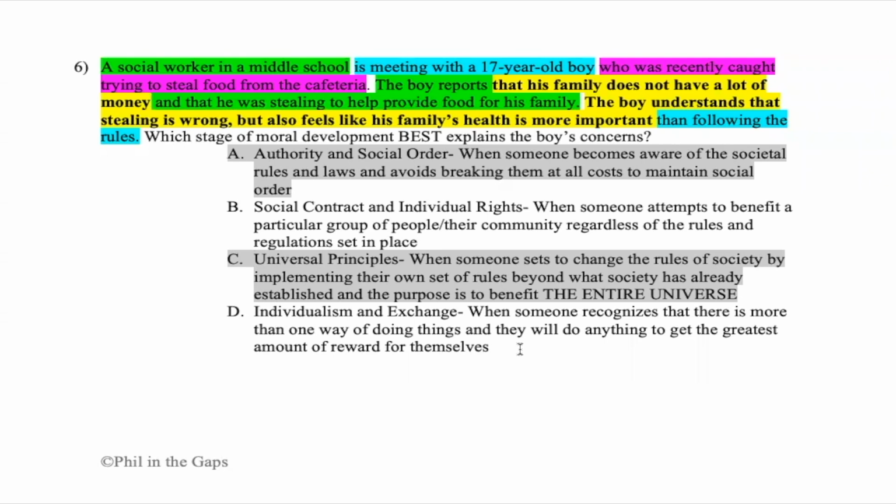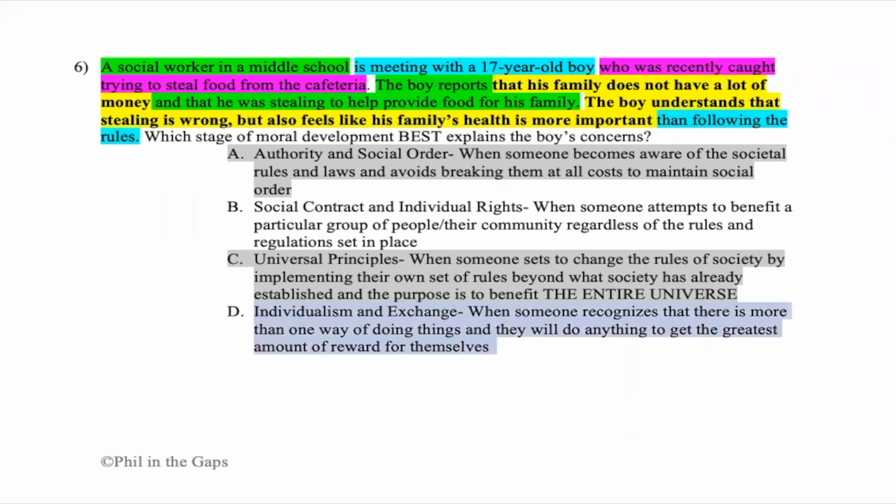So now we're between B, social contract and individual rights, where he's trying to write a contract for the rights of specific individuals or his community, or D, individualism and exchange: I'm going to do something for a good deed in exchange for something that I could get for myself. Let's look back at the question to make sure we're not making a mistake. We're a social worker in a middle school, and a 17-year-old boy was caught trying to steal food from the cafeteria. He says his family doesn't have a lot of money and he was trying to provide for his family. He knows that stealing is wrong, but feels his family's health is more important. He's willing to sacrifice himself.